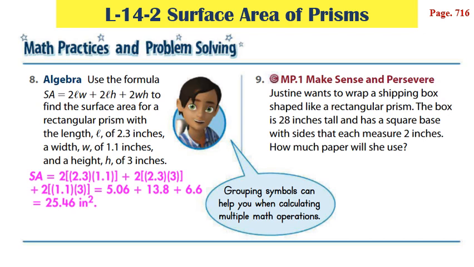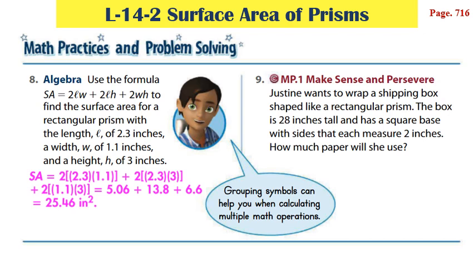Okay, now, question number 9. Justine wants to wrap a shipping box shaped like a rectangular prism. The box is 28 inches tall and has a square base with sides that each measure 2 inches. How much paper will she use?